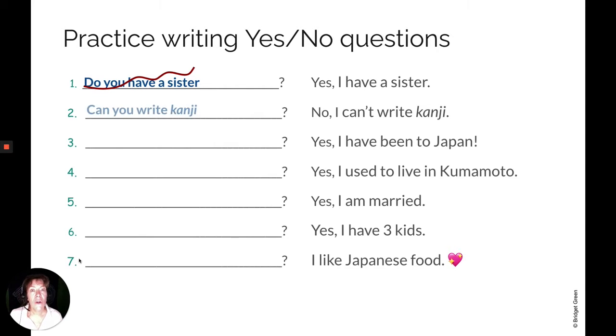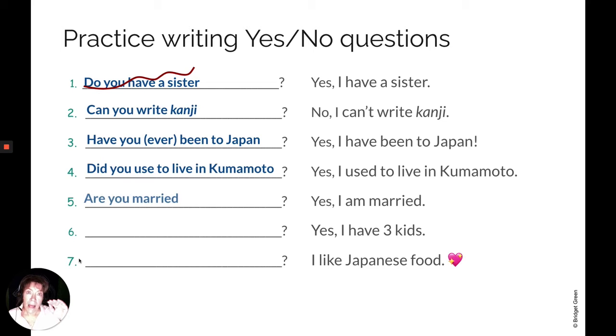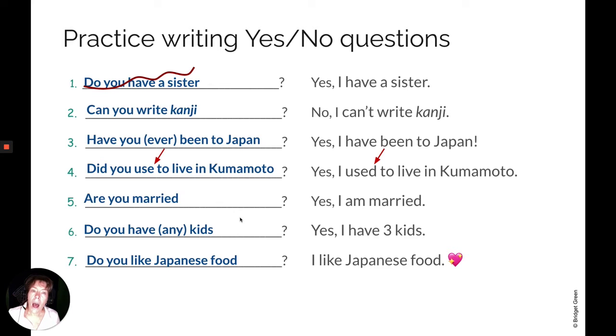Remember that yes/no questions have a rising intonation. So, do you have a sister? Repeat after me with that rising intonation. Can you write kanji? Have you been to Japan? Did you used to live in Kumamoto? Notice with that used to, in the answer, I used to live. See the D there tells you it's the past tense? But in the question, that past tense moves here to the auxiliary verb, and it doesn't go here.